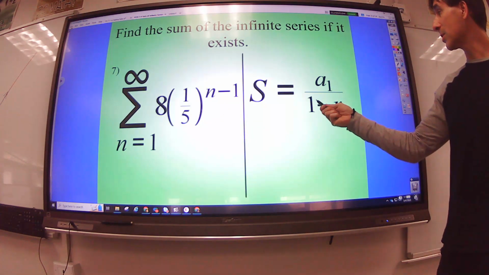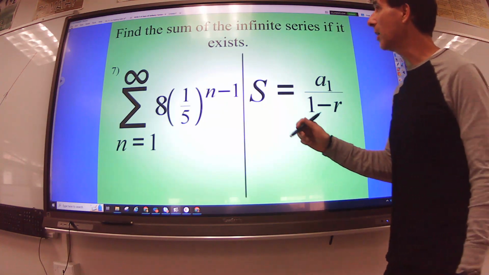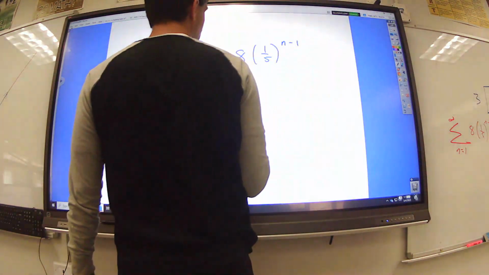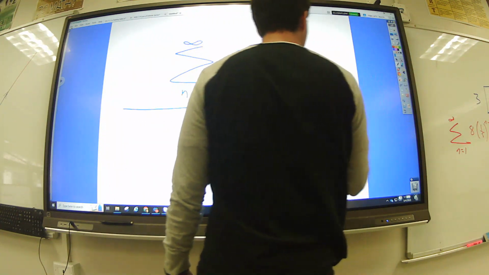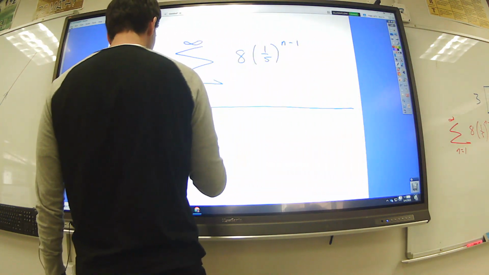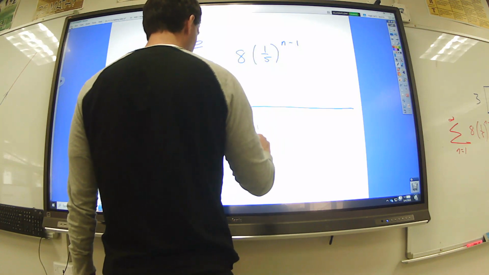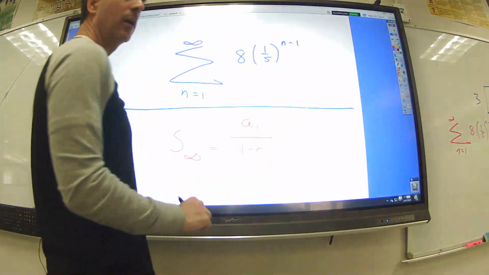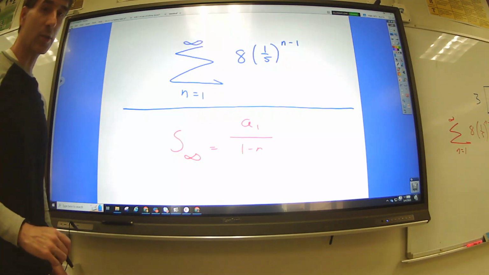And so we're going to use this. The sum is a sub 1 over 1 minus r. So let's go ahead and solve it. So here we go. Here, and here. The sum of the infinite series equals a sub 1 over 1 minus r. Okay? You guys go ahead and try to figure it out. See if you can solve it. Okay, you guys try to solve that.